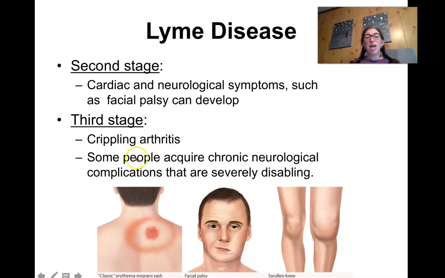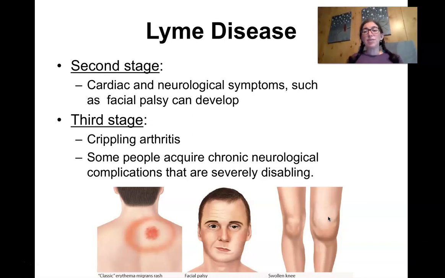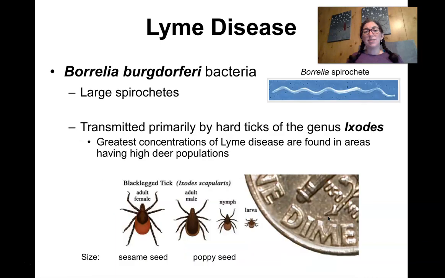Once it progresses to that third stage, though, that's where it starts to really affect the joints. It causes really painful arthritis and also sometimes neurological issues that can be severely disabling. And these are chronic, and it's really difficult to treat Lyme once it reaches this third stage of disease.